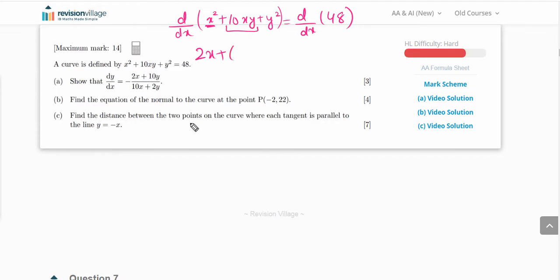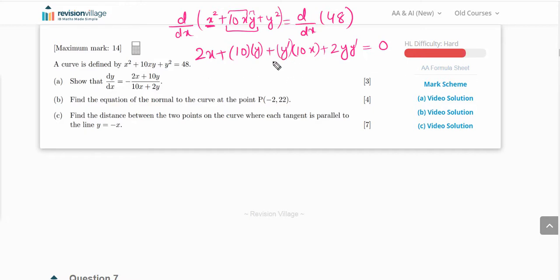So the product rule says that if two functions are being multiplied, their derivative will be u prime v plus v prime u. Let's suppose this is u and this is v. So u prime v will be 10 times y as it is, plus y prime and 10x as it is, plus I'll apply the power rule over here. So it'll be 2y times y prime equals 0.